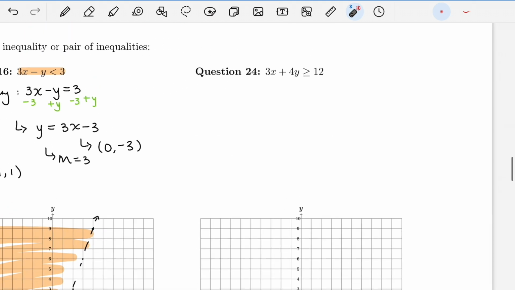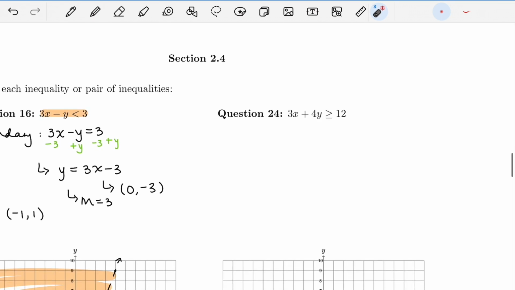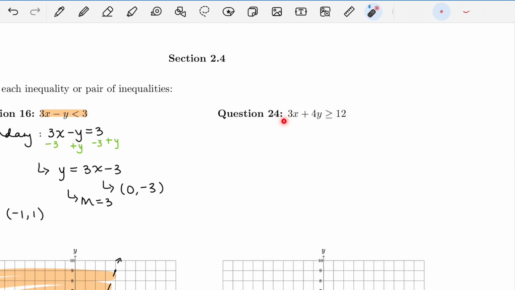All right, let's look at question 24 here. We're going to do the same thing. We want to figure out which values of x and y will make this true. We're going to start off with our boundary, which is going to be 3x plus 4y is equal to 12. And we want to graph this line.